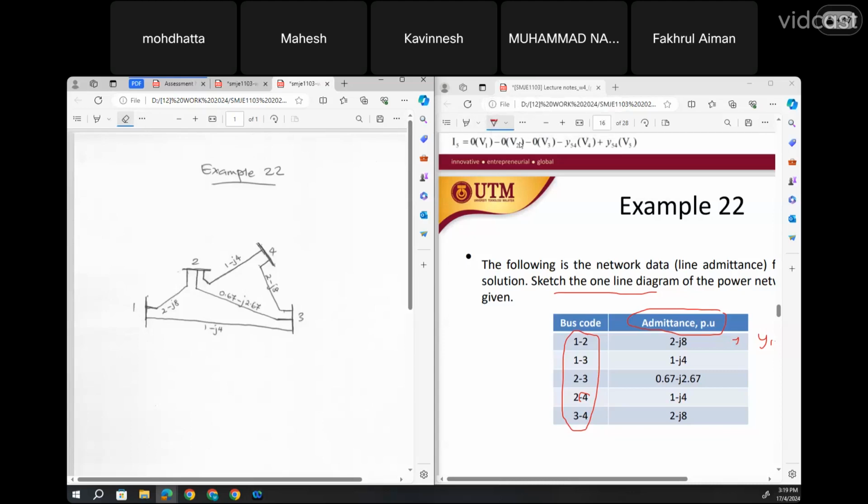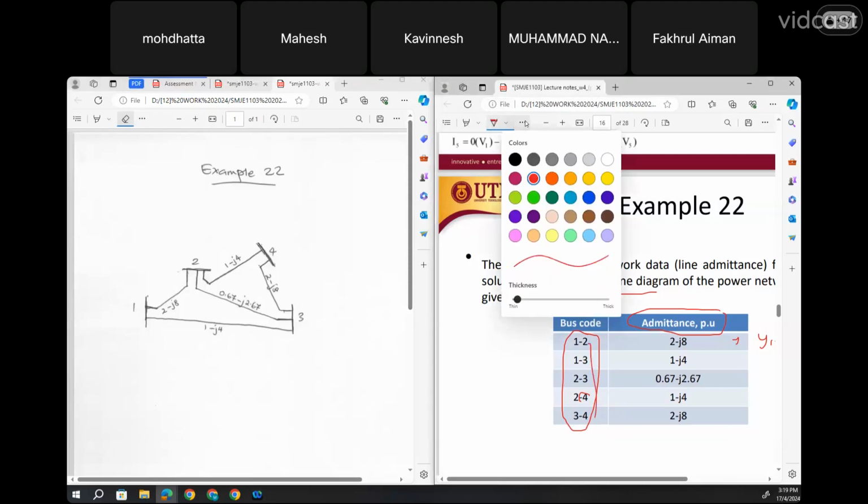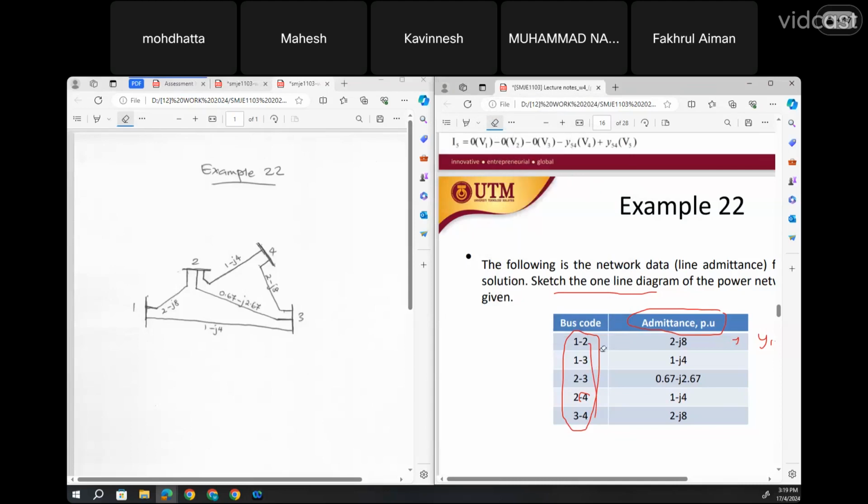Okay. I think example number 2 is very straightforward. It's easy to get this done, provided that you understand what you are doing. Okay. All right. Any question?